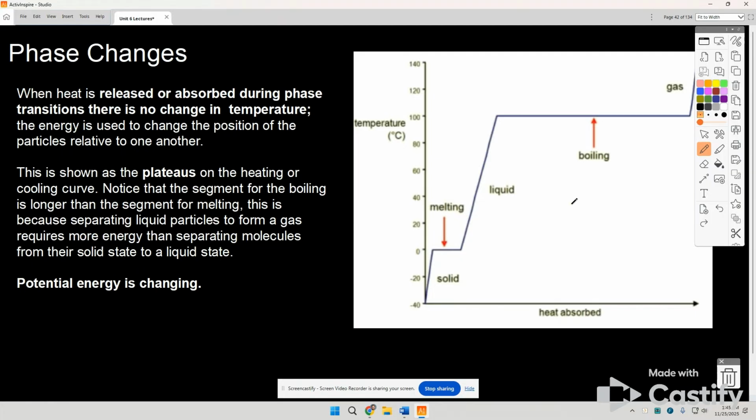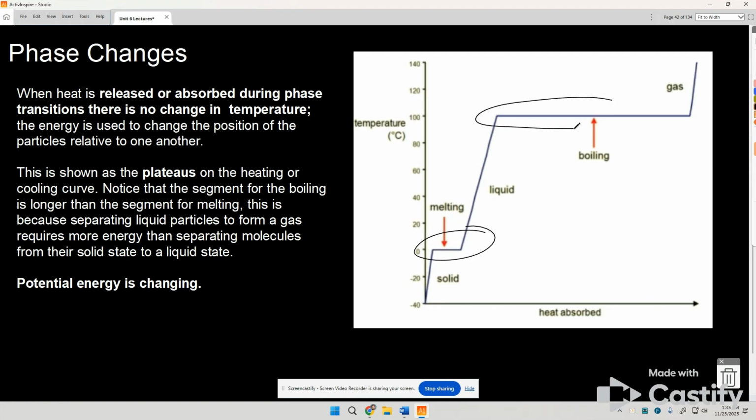So, when heat is released or absorbed during a phase change, we don't see a change in temperature. You can see that on our graph here when you look in this area. Here, I'll do that in a better color. In this area here or in this area here, notice there's no temperature increase. The temperature stays constant while the phase change is happening.